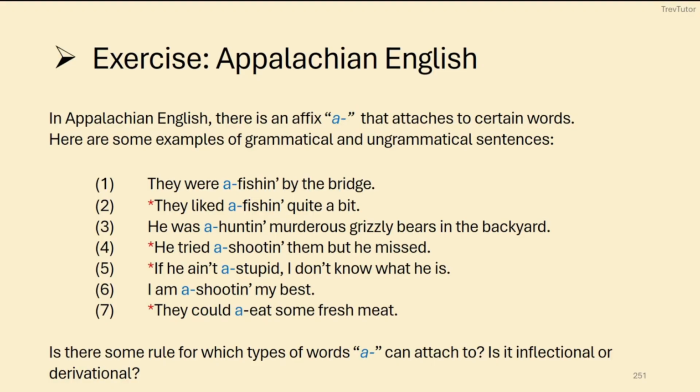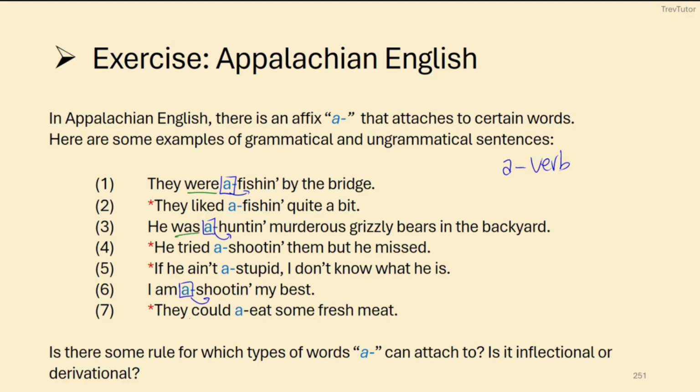So what is happening here? What is a attaching to in the good examples? Well, what I do see that it's attaching to is a verb. So it is attaching to a verb. And it's attaching in a very specific place, because when we say he tried a shooting them, that doesn't work. So what do we notice that's in common with all the good sentences?